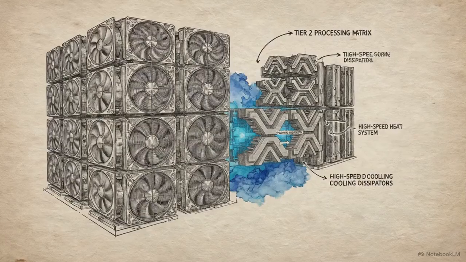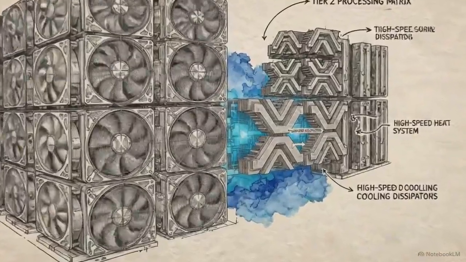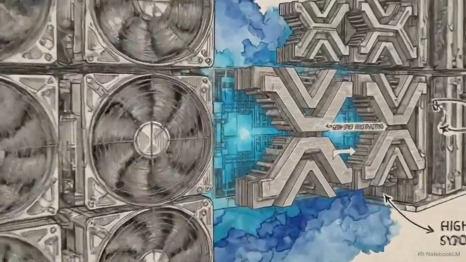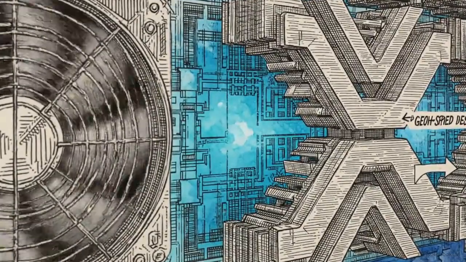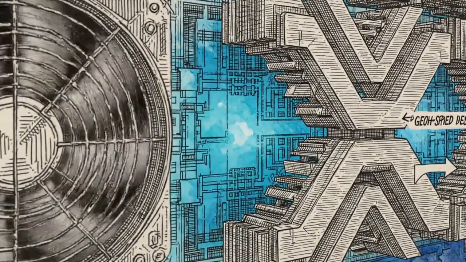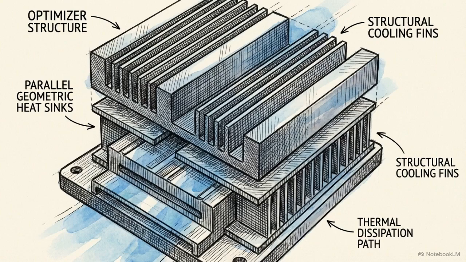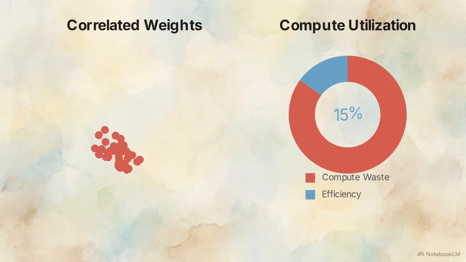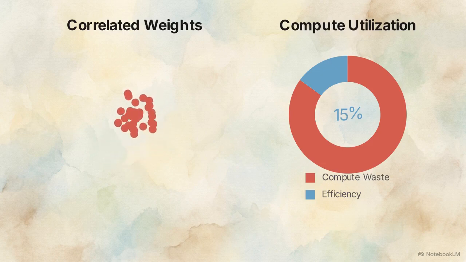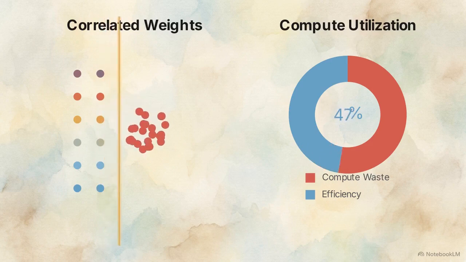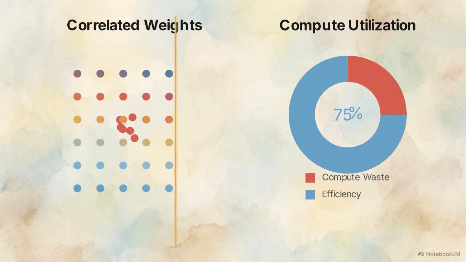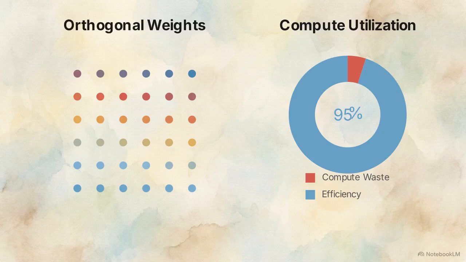The nanoGPT speedrun project focuses on hardware optimization, aiming to execute these matrix calculations over 600 times faster than the original 2019 benchmarks. One major speedrun optimization is the muon optimizer. In standard networks, weights can become correlated and redundant. The muon optimizer forces an orthogonalization step during training. This ensures that every dimension in the weight matrix is learning a distinct non-overlapping feature, heavily reducing wasted compute.